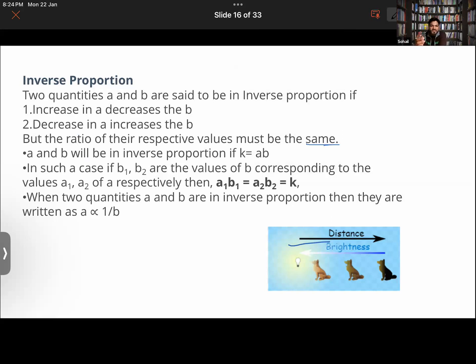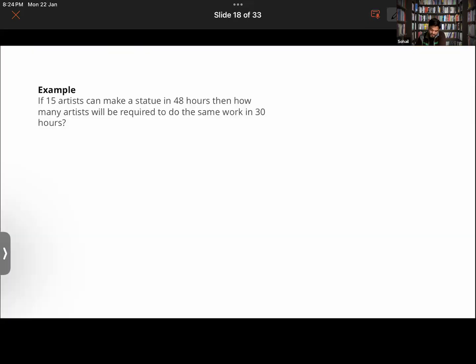So the ratio of the respective values will be the same here. For example, if A and B are in inverse proportion, then K equals A into B. How? For example, 15 artists can make a statue in 48 hours. 15 artists taking time 48 hours. So how many artists will be required to do the same work in 30 hours? How many artists do we need in 30 hours? Okay.